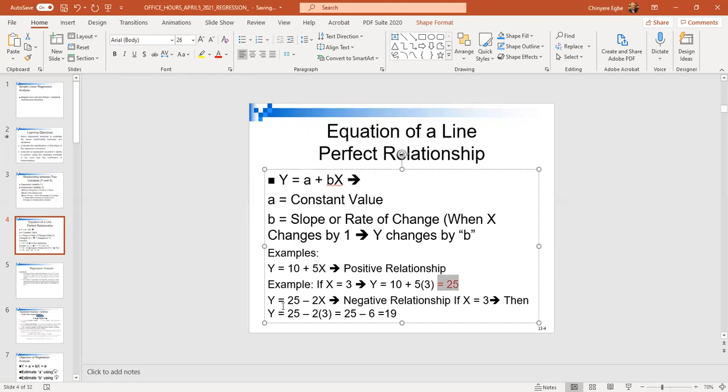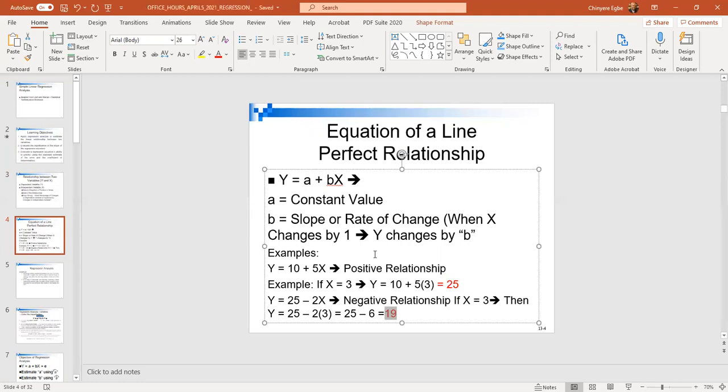Okay, so suppose you have a negative relationship where Y is 25 minus 2 times X. If X is 3, then you multiply 2 by 3, you get minus 6, and 25 minus 6 is 19. All right. So that is what a linear relationship looks like, and this is how to work with a linear relationship.